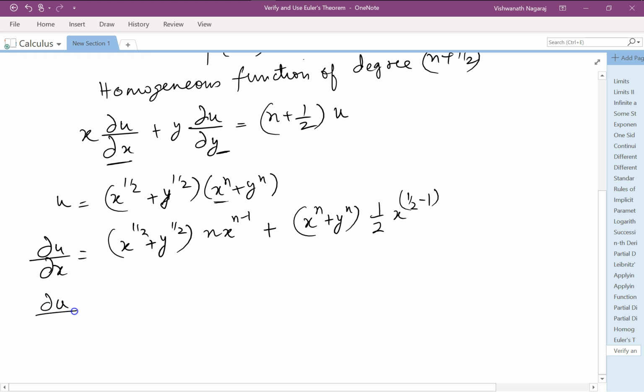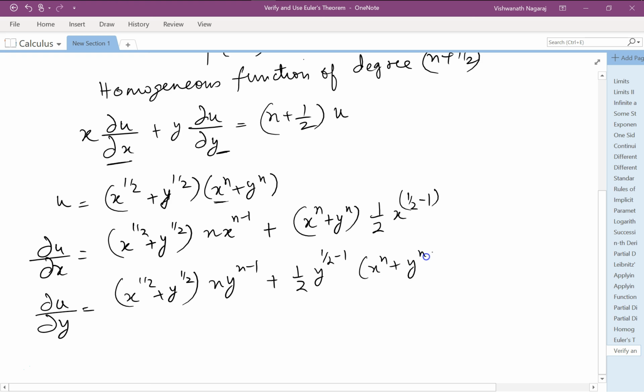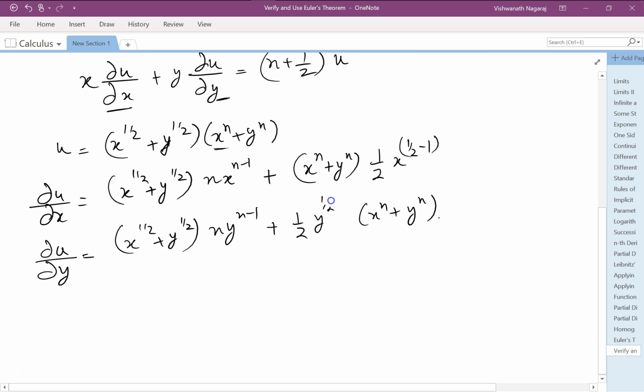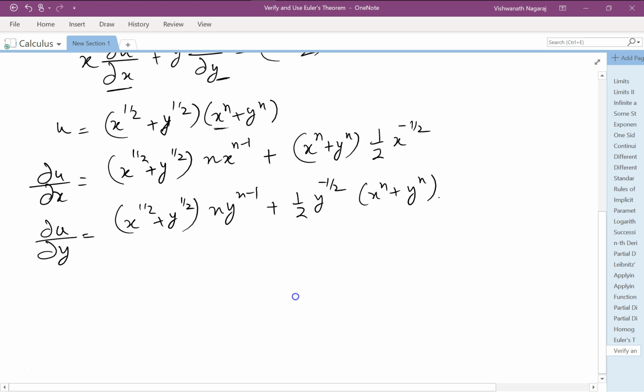Now let's do dou u by dou y. Now we have to differentiate with respect to y. So x to the power of half plus y to the power of half remains as it is, times n y to the power of n minus 1, plus half of y to the power of half minus 1, and x to the power of n plus y to the power of n remains as it is. Half minus 1 is minus half, right?